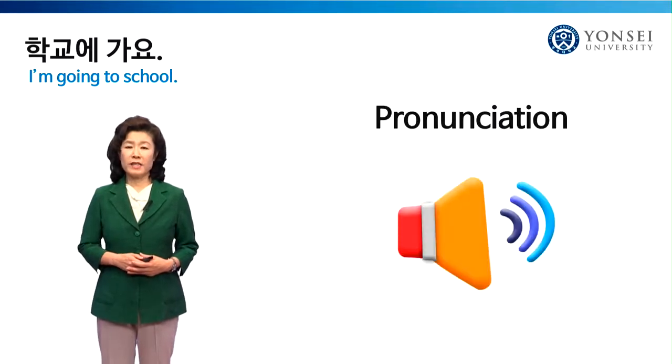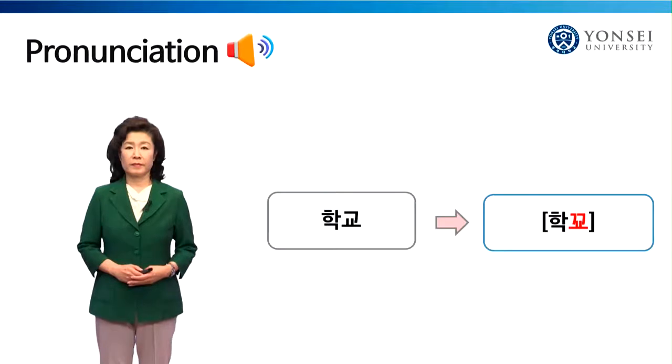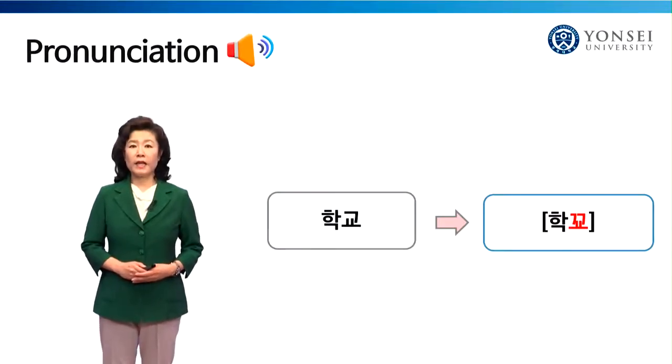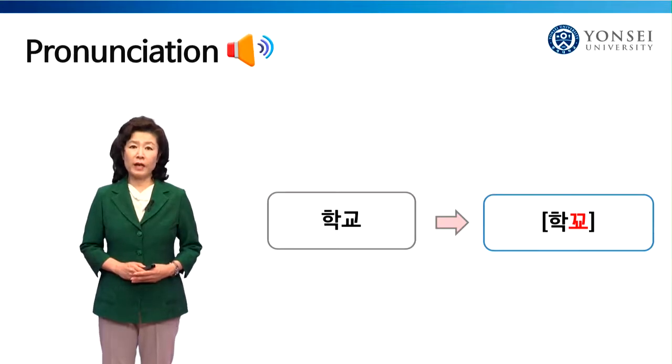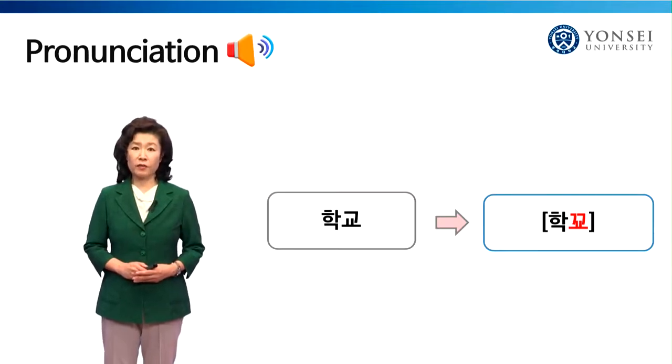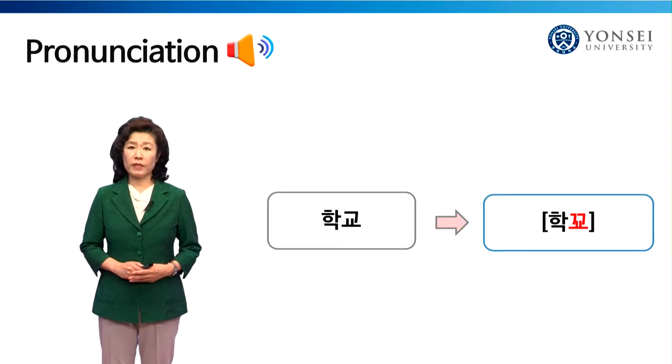Let's look at the pronunciation. 학교 in 학교에 가요 is pronounced 학교. The final consonant 기역 in 학, the first syllable, meets the soft K sound 기역 in 교 and turns into a strong tension sound, thereby pronounced 학교. 학교. Good job.